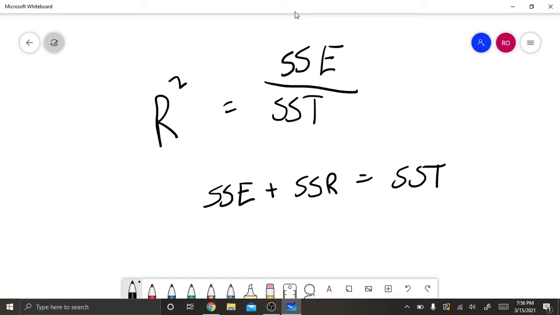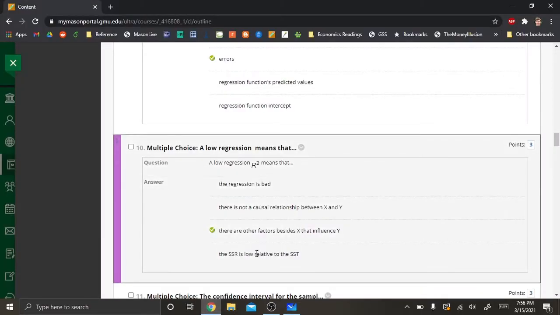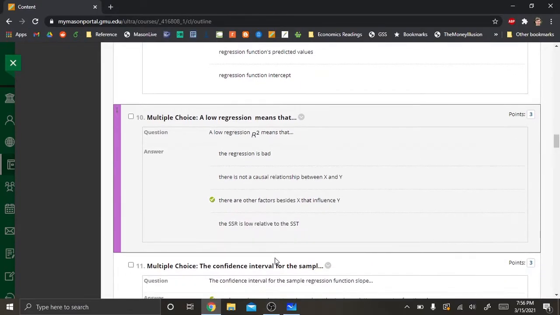So if the r squared is small, it means that the explained sum of squares is small relative to the total sum of squares, or a small r squared means that the sum of squared residuals is big relative to the total sum of squares. So this is saying small, but it's actually the other way around. A low r squared means that the SSR is big relative to the SST.